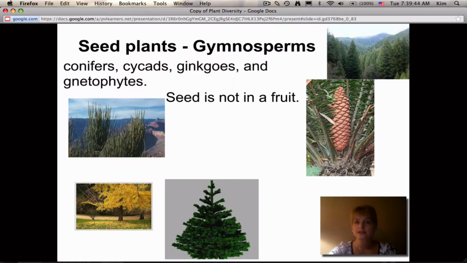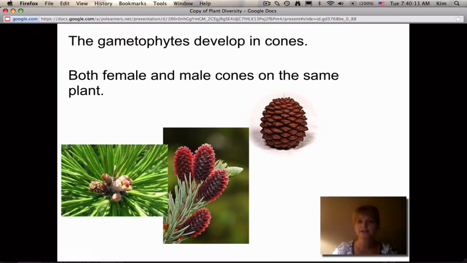And then we have seed plants. The first one is gymnosperms, and these are like conifers, cycads, ginkgos, and gnetophytes. They have their seed, but it's in a cone and not in a fruit. And so these are the cone trees, and probably the most famous one is the one down here at the bottom that looks like a Christmas tree. So their gametophytes develop in cones, and both the male and the female cone can develop on the same plant.